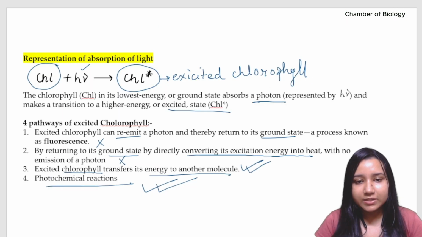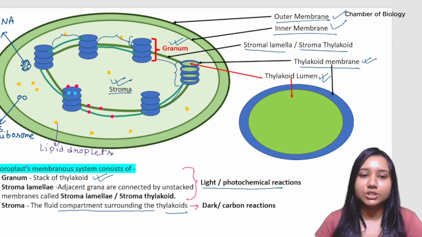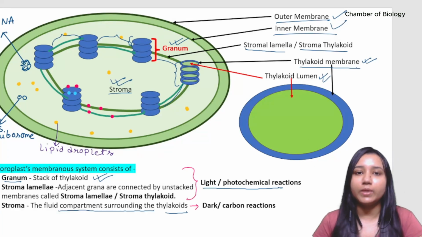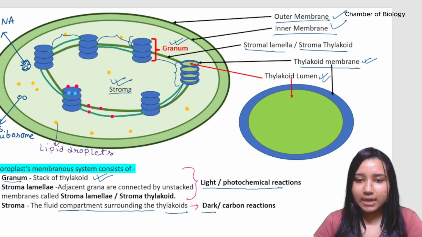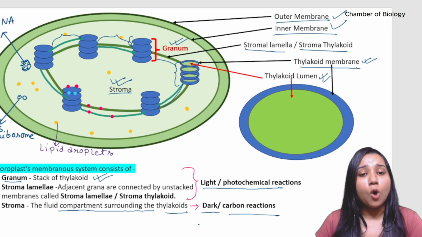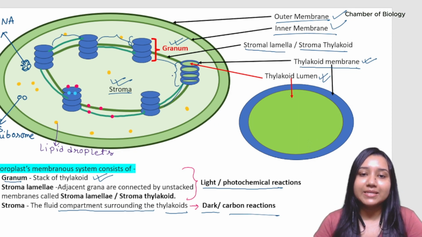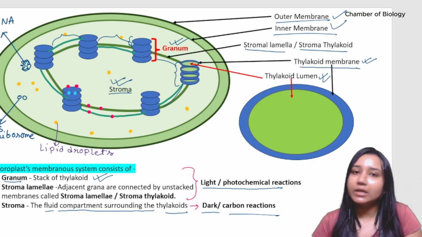Okay, so you can see I have written here light or photochemical reaction. If you remember, I was telling that photochemical reaction takes place during photosynthesis. So the light reaction or the photochemical reaction takes place in the grana thylakoid and stroma thylakoid. But there is also something called the dark reaction or carbon reaction. We will learn in the upcoming classes what these are, which take place in the stroma, the fluid-filled compartment surrounding the thylakoid.